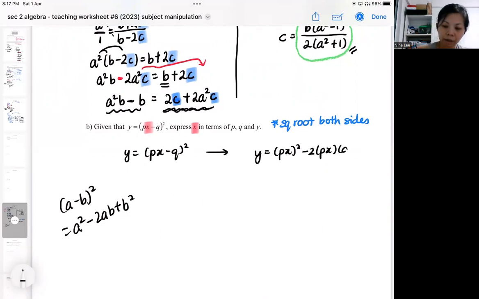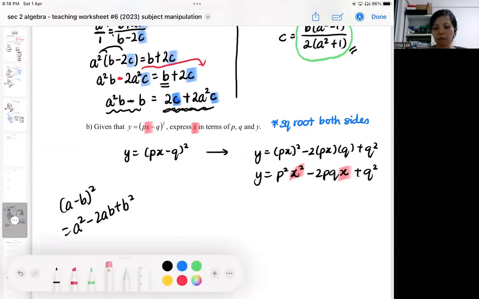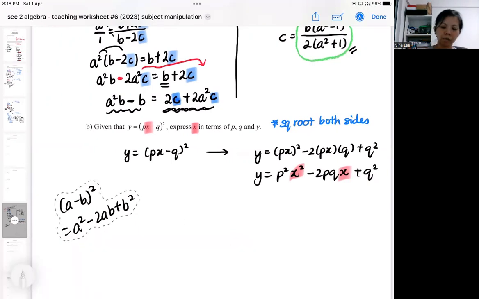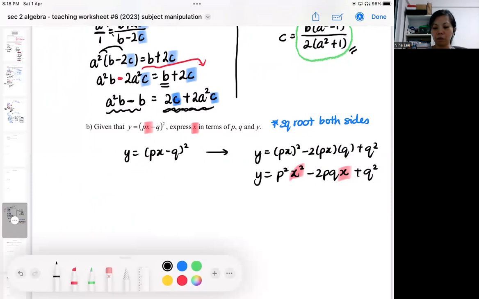If you think about the expansion, you are actually not wrong, but you find that your subject is very spread out. There will be an x squared, there will be an x. So if you have gone on for the expansion, you realize that it's so difficult to make x the subject. So when it's not possible to expand out, then of course the alternative is don't expand out. It just makes your subject manipulation difficult.